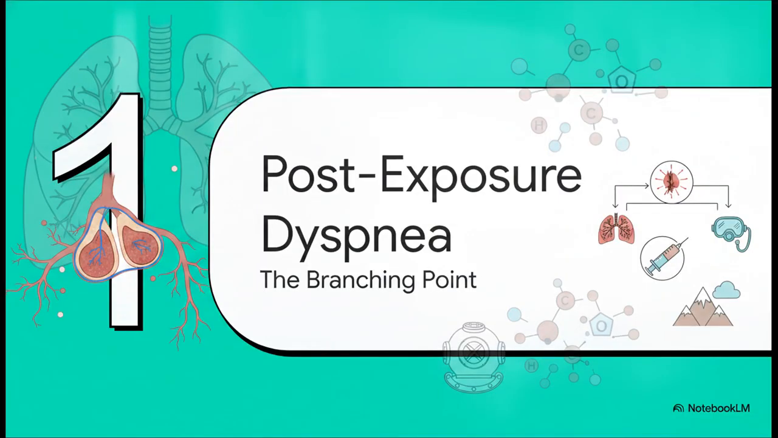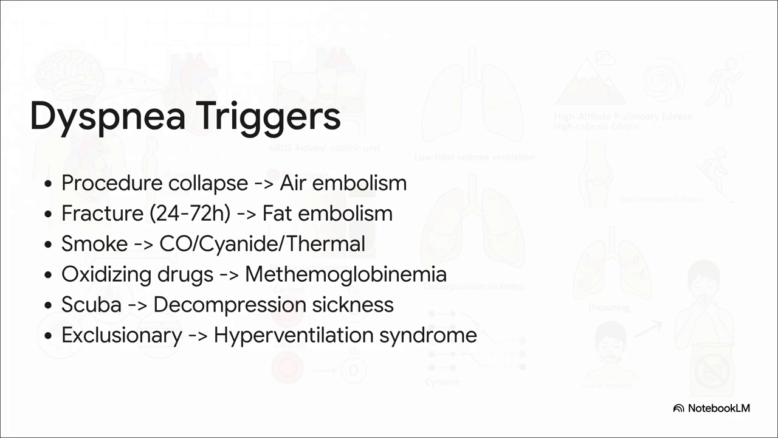Section 1. The post-exposure dyspnea split. When you're hit with a sudden respiratory distress question, your entire diagnostic tree branches on the exposure history. Was there a procedure leading to sudden collapse? Think air embolism. A long bone fracture 24 to 72 hours ago? That's your fat embolism. Smoke inhalation opens up a triad: carbon monoxide, cyanide, or thermal injury. Oxidizing drugs like dapsone point straight to methemoglobinemia.